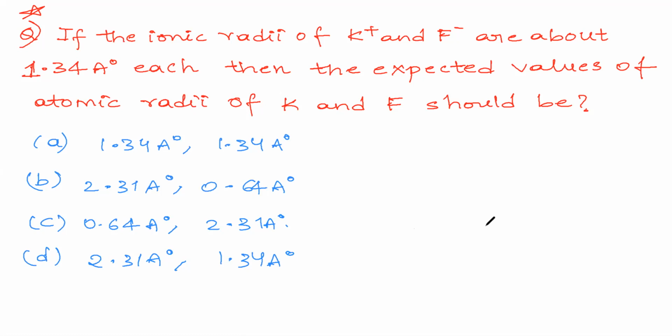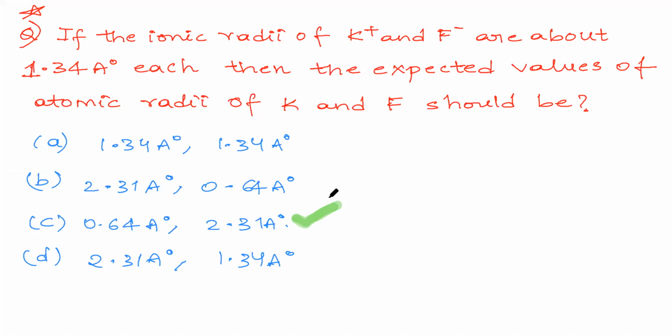So the answer will be the third option, that is 0.64 and 2.31 angstroms, because if you take the cation and anion radii, that is only matching. Third option, just simple common sense here. Anion, that is F minus, is greater than cation. So K plus and F minus should be 0.64 angstroms and 2.31 angstroms. That is for only ionic radii.